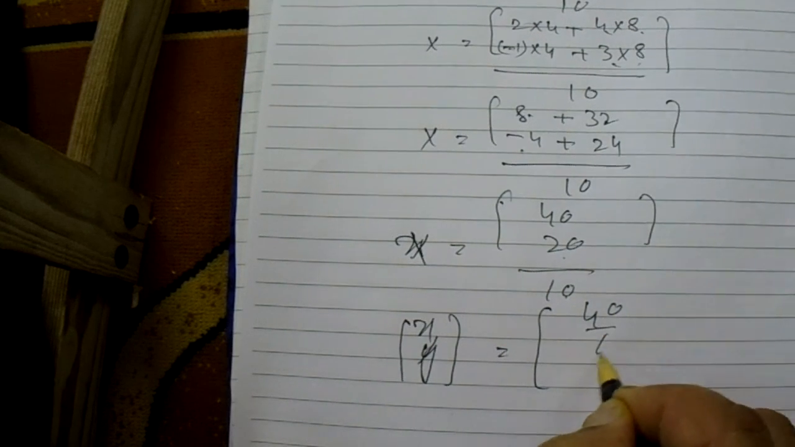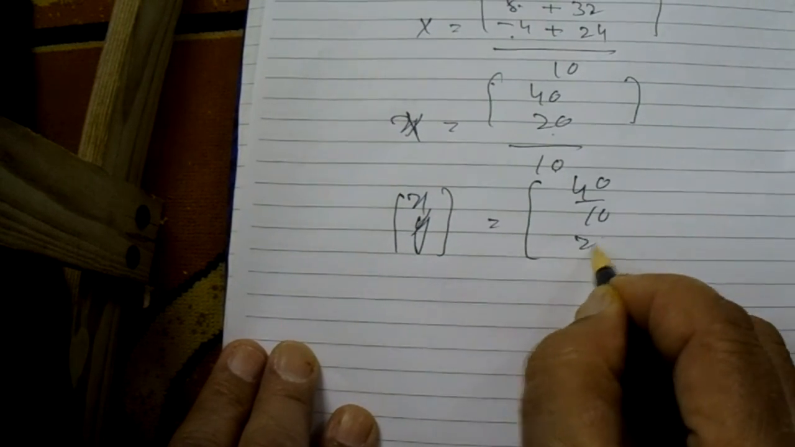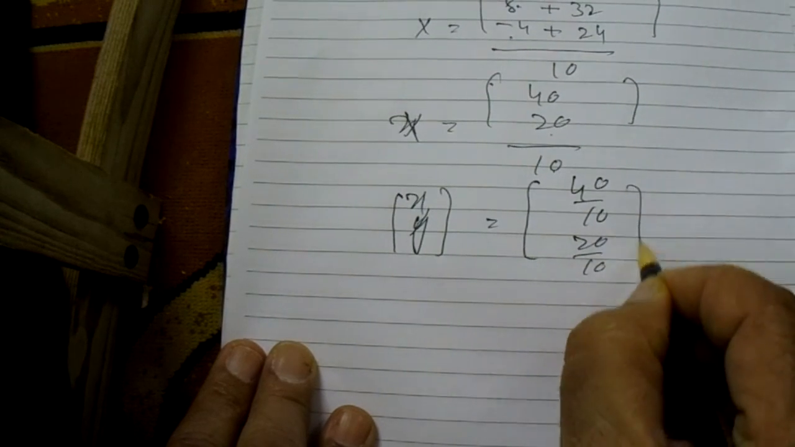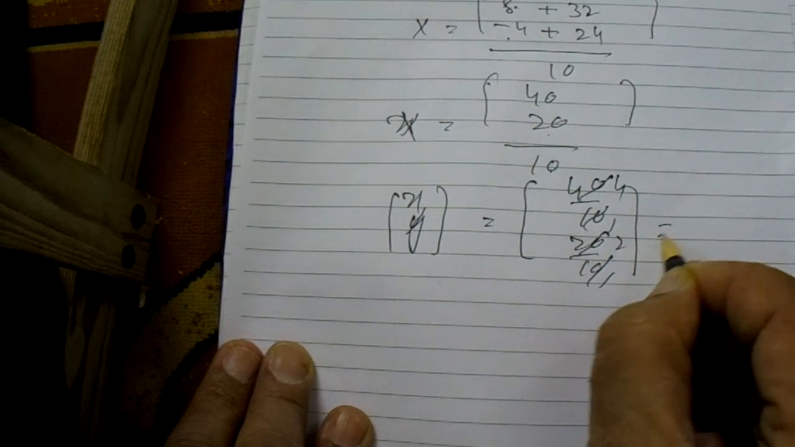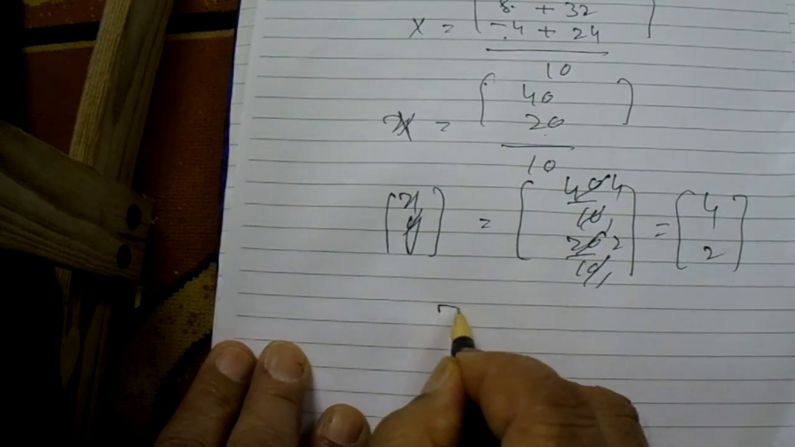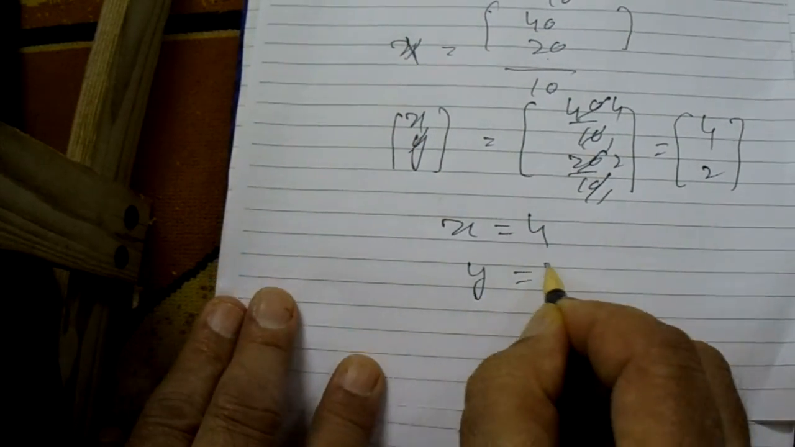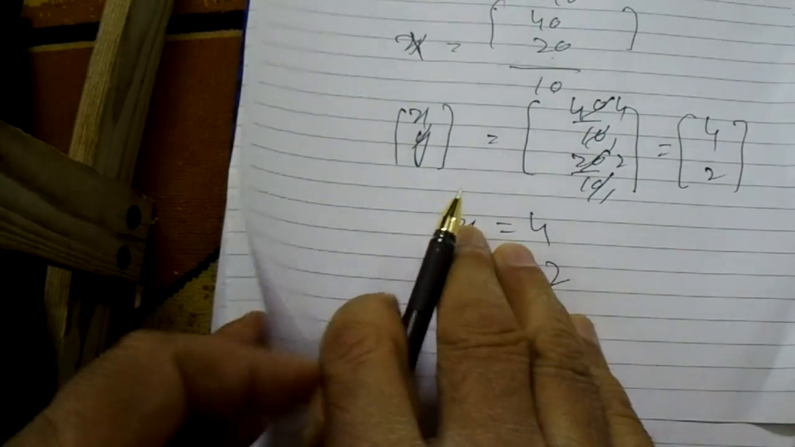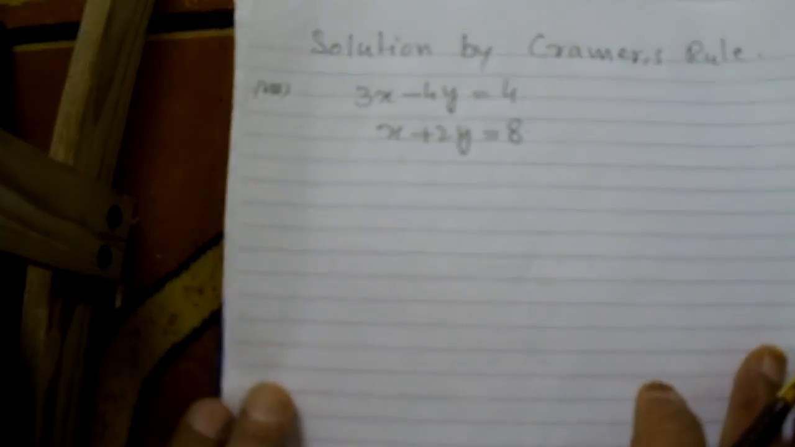40 over 10 and 20 over 10. Now 10 ones are 10, 10 fours are 40, 10 twos are 20, so X is equal to 4 and Y is equal to 2. Now this is the solution by the inversion method. Now we solve this equation by Cramer's rule.